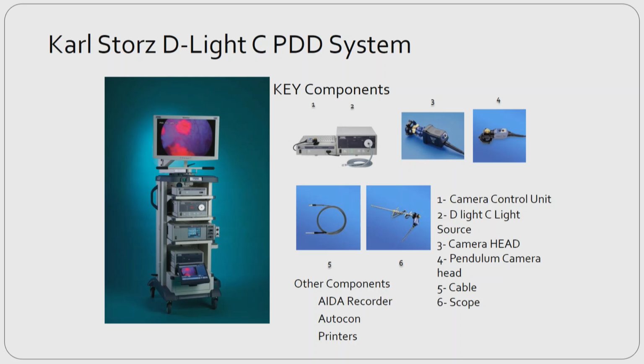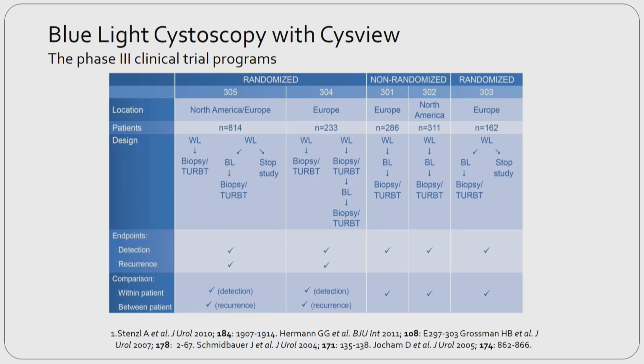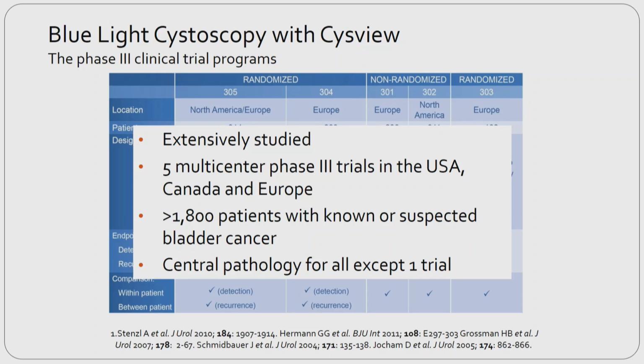You have the tower, you have the camera, the fibers, the scope, all of that, etc. The trials have been performed many years ago. So these are trials that were reported back in 2004, 5, and all the way up to 2010. And in summary, this agent has been extensively studied. There have been 5 multi-center phase 3 trials in Europe, Canada, and Europe with close to 2,000 patients.